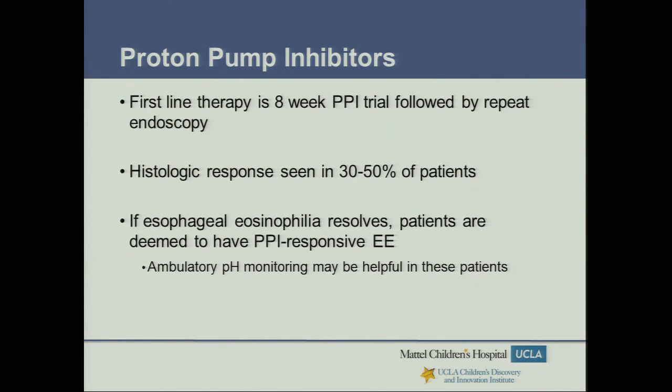Briefly, I just want to review again the importance of a PPI trial. As I showed you in the algorithm earlier, the first-line therapy for patients with esophageal eosinophilia is a 6 to 8 week trial of PPI therapy followed by repeat endoscopy. And I mentioned that about half of patients will have improvement of the eosinophilia on the PPI therapy alone. And so those patients are deemed to have PPI-responsive esophageal eosinophilia, different than EoE. And in those cases, ambulatory pH monitoring is often helpful to determine how much reflux may be contributing to their symptoms.